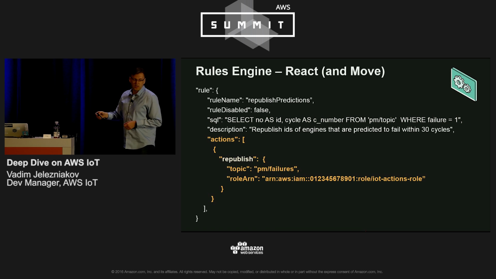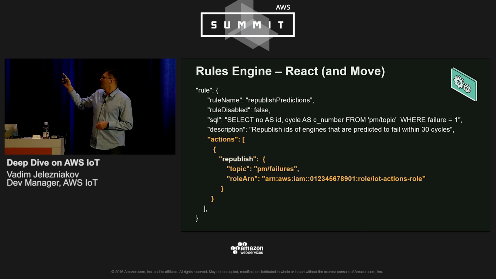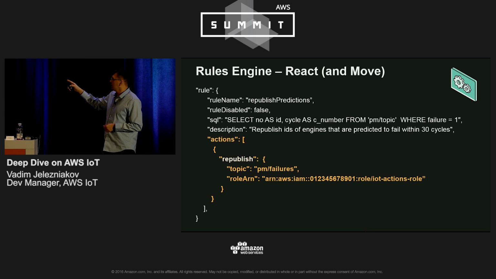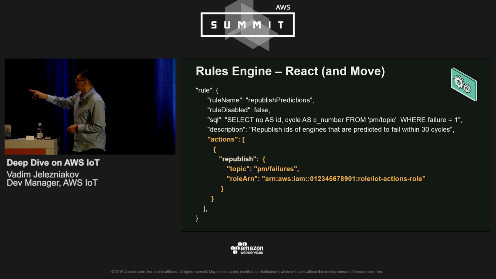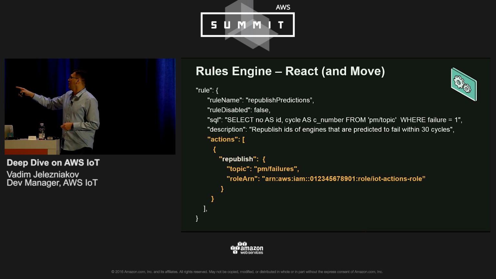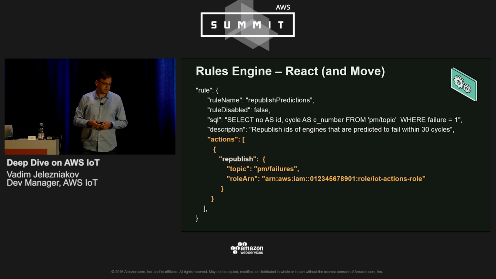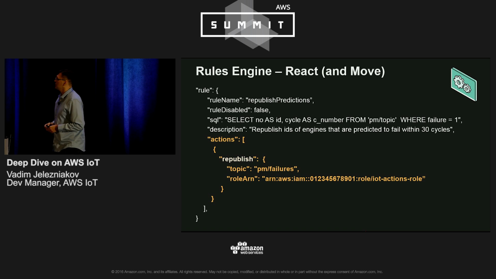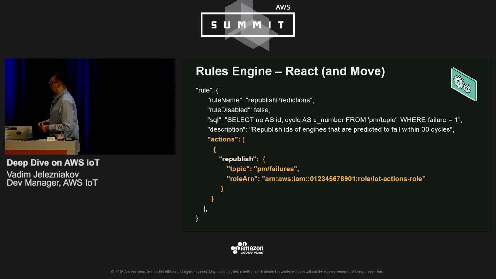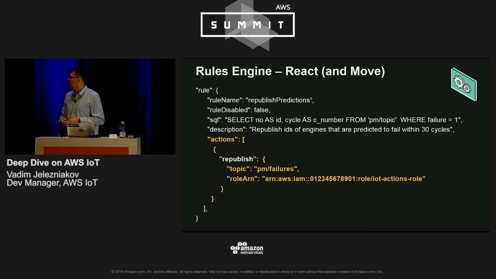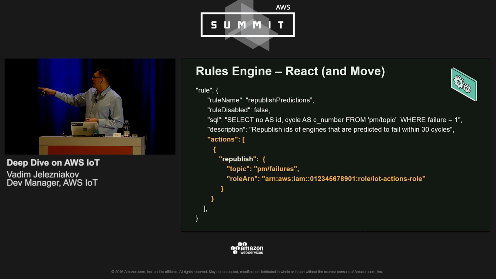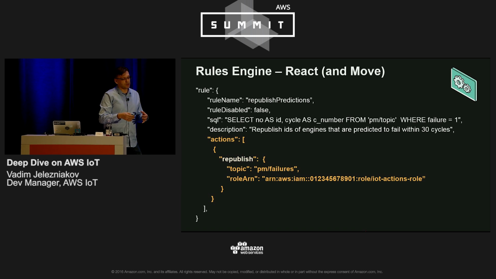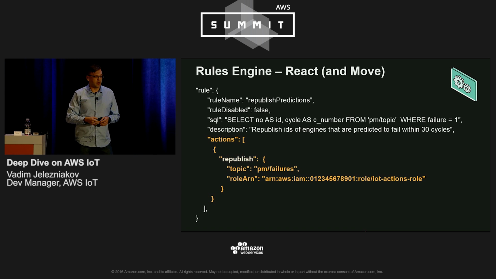What we do next is execute a rule. In this case, we execute a republish rule, and notice it has two parameters. One is the topic, which we're going to use to republish the message, and the second one is the role identifier. In the morning, Kyle talked about the security aspect of what we do. I'm not going to go back to the overall overview of how we do security, but basically, in this case, the role that this particular rule uses enables you to republish messages within IoT.